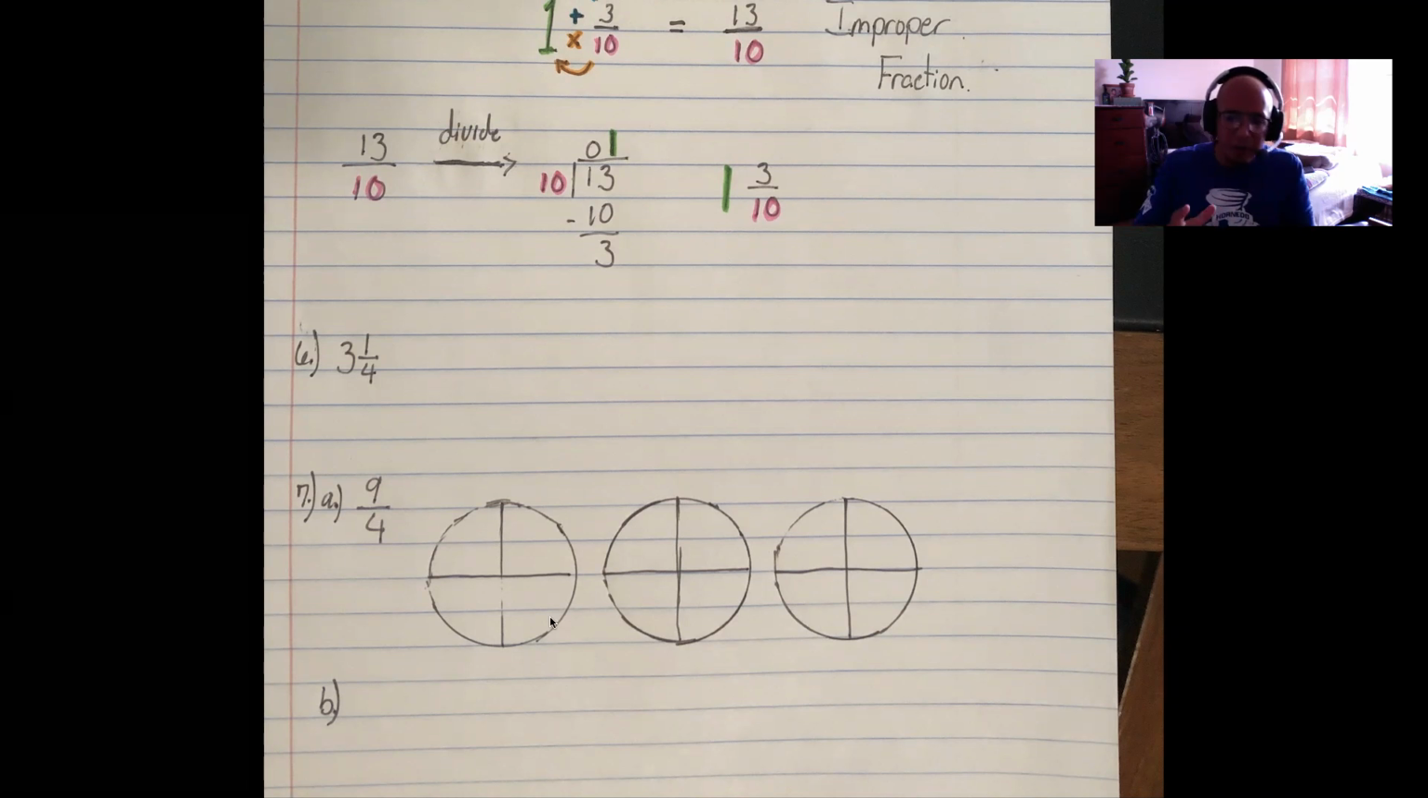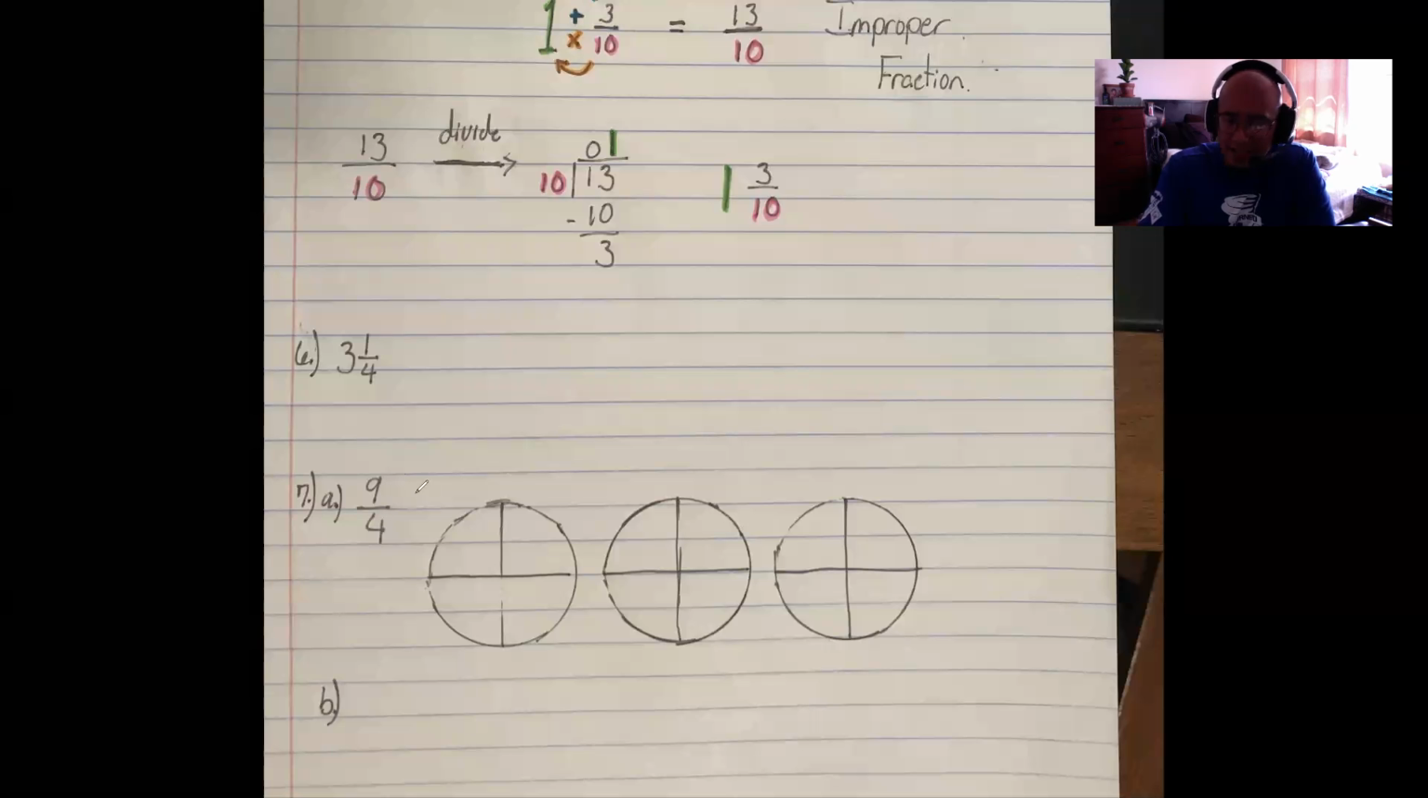Okay, so what we have here are 3 circles that I'm just going to call pizzas because, as you know by now, I am obsessed with that. And so we have 3 pizzas, and we're going to cut these into not 10 slices, not 8 slices, but into 4 slices. Okay, so having cut these into fourths, let's shade in 9 slices.